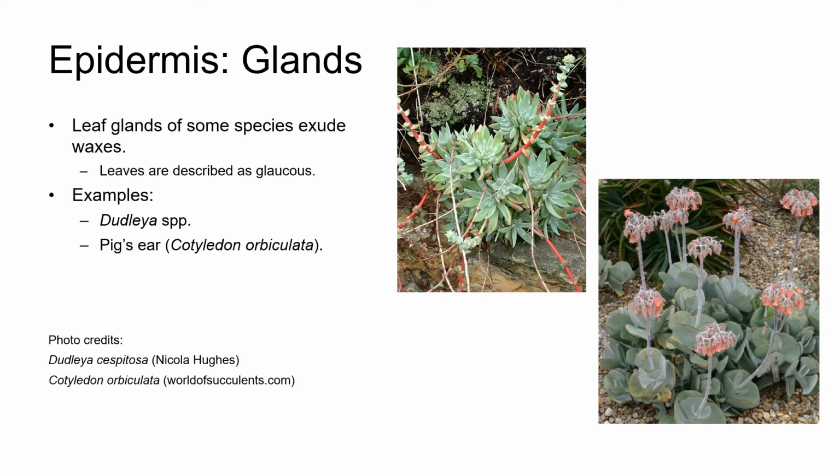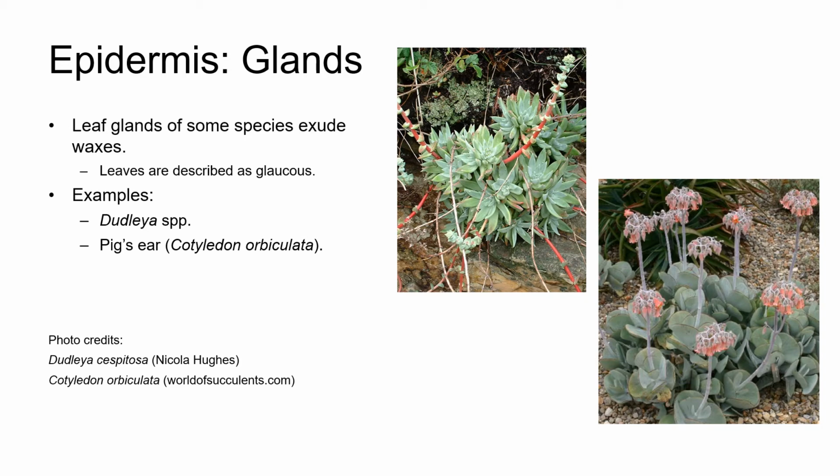Some plants have epidermal cells differentiated as glands, which exude waxes onto the leaf surface. These waxes give the foliage a silvery or whitish powdery bloom that you can wipe off very easily by touching the leaves. Many succulents have this waxy bloom on their leaves, and its white color helps to keep leaves cool by reflecting solar radiation.